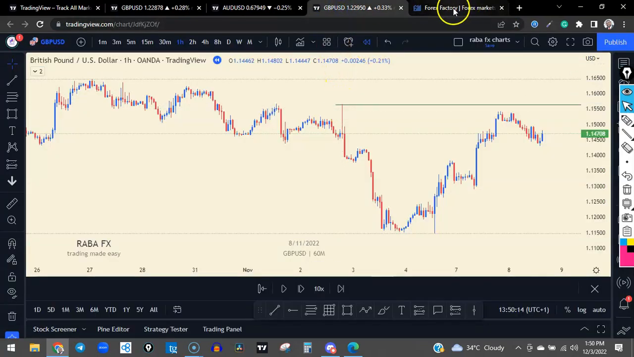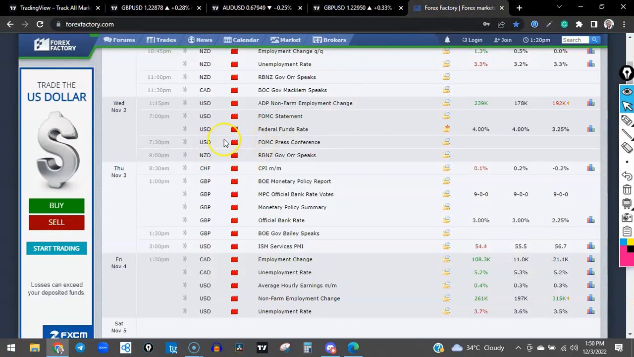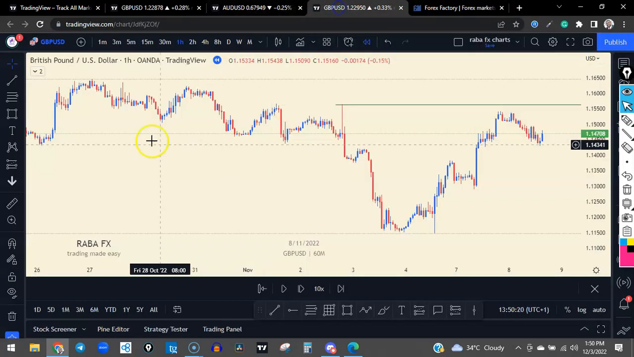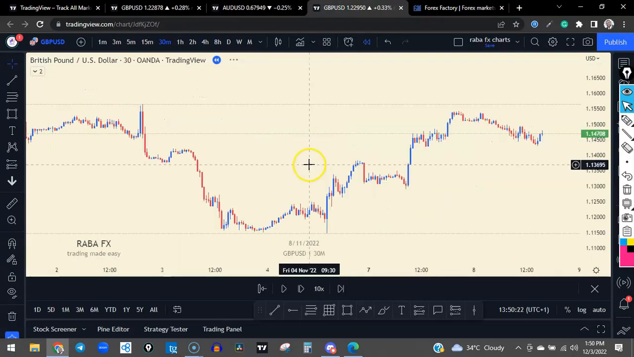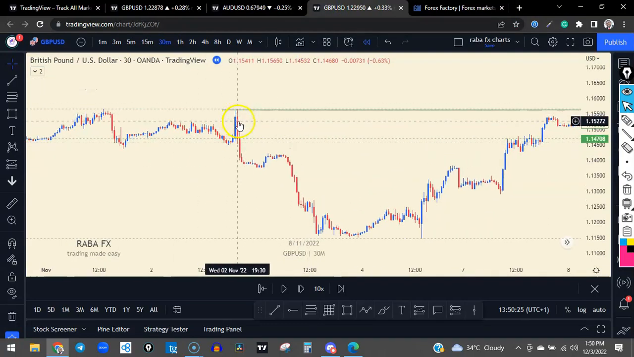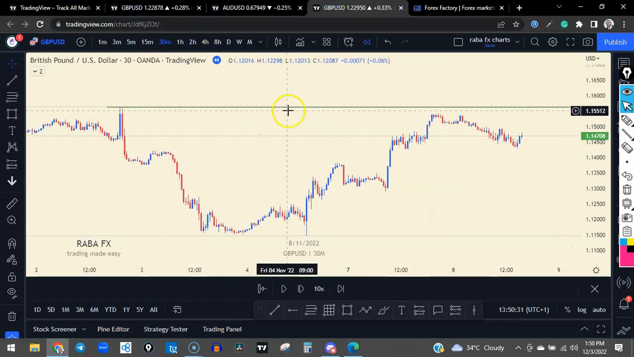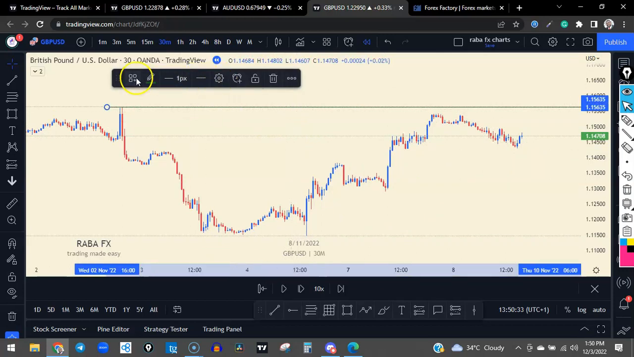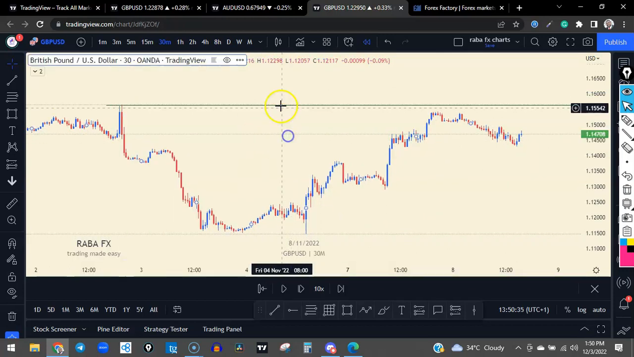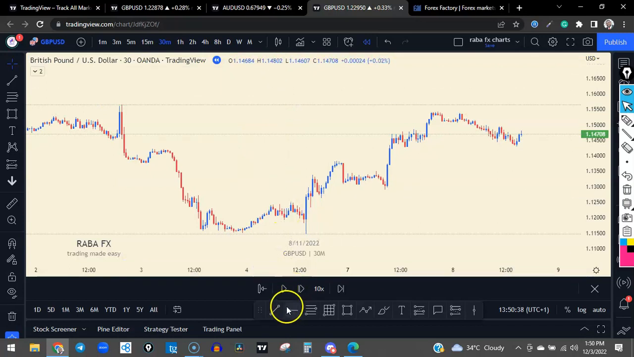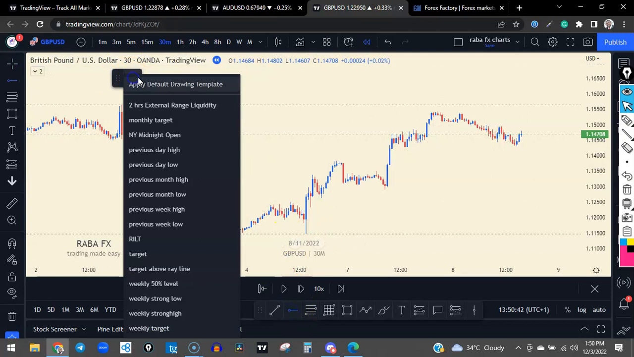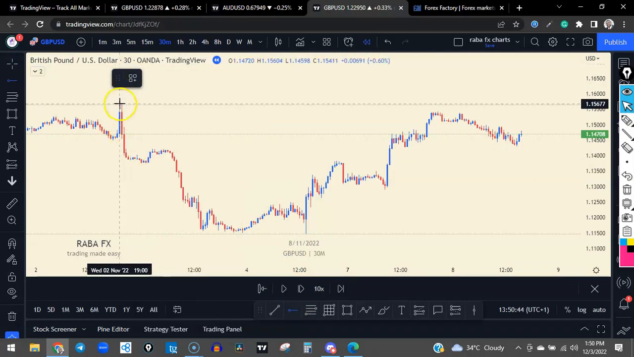We have FOMC by 9 o'clock. So you can see by 7:30. If you go to 7:30, you are going to have that line here. This is the line. You can see 7:30. So what you need to do is to mark out that level and you label it RILT. What I'll do, I'll take a ray tool and you mark that level RILT.